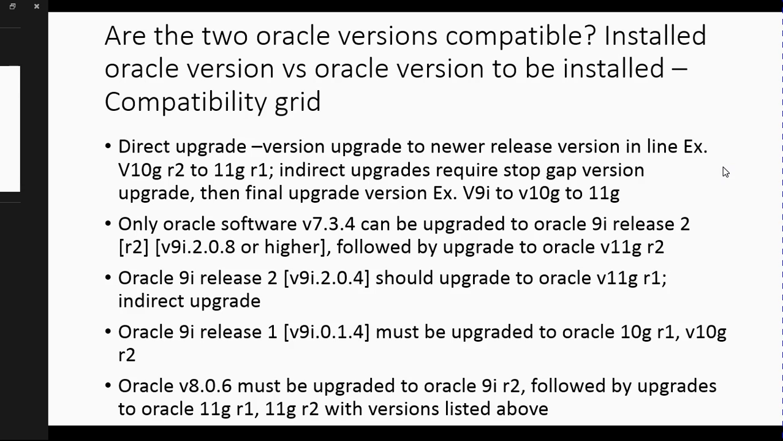An indirect upgrade is actually the opposite of that. Typically, with an indirect upgrade, you're required to have a stopgap version upgrade. So you'd have to go from a 9i to a 10G to an 11G, 10G being the stopgap version that you'd be upgrading to. So that's the difference between a direct upgrade and an indirect upgrade.